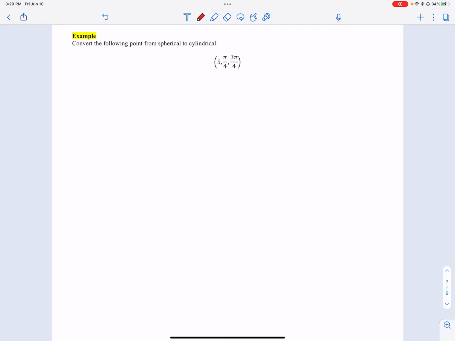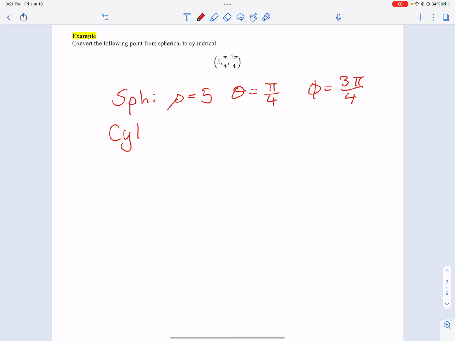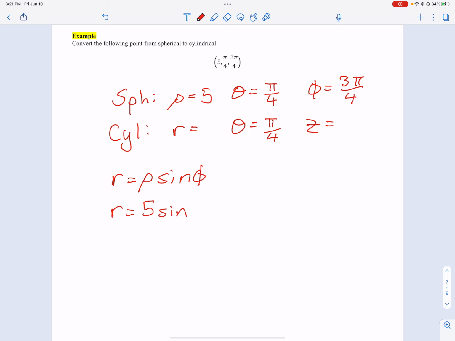It's spherical to cylindrical. So let's write out our spherical point. We have rho is 5, theta is pi over 4, and then phi is 3 pi over 4. And we're looking for cylindrical. Cylindrical has an r, has a theta, so we can grab that, same thing. And then it has a z. So we just use formulas. I have r equals rho sine phi. That's on that list. So r equals 5 sine 3 pi over 4.